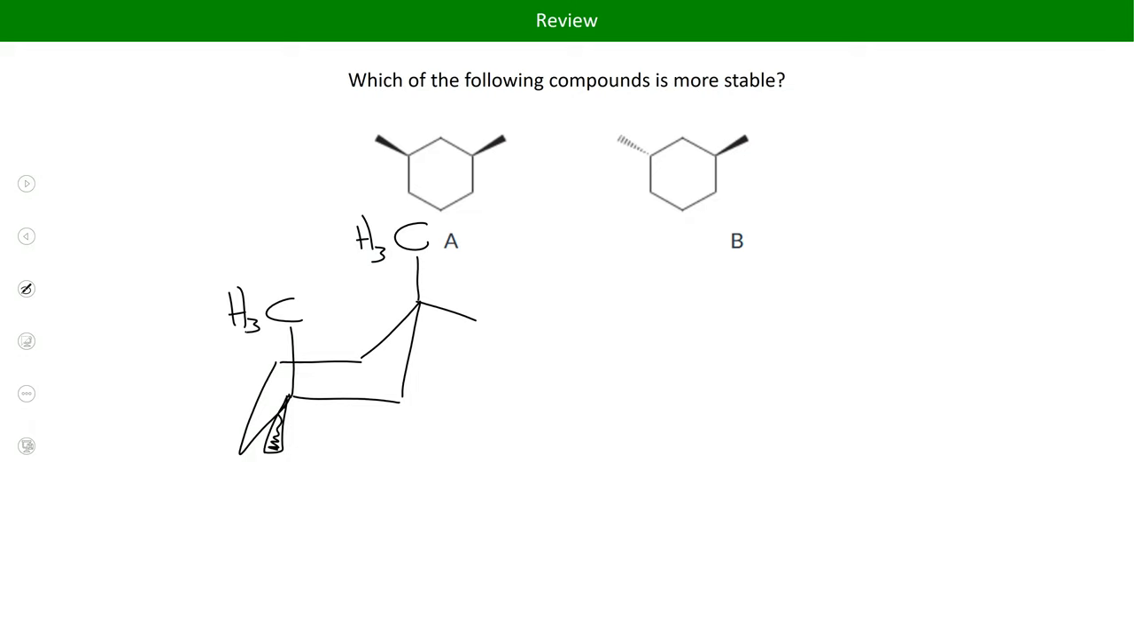Versus this one for the trans, if we put one of our methyl groups straight up and down, let's draw the same general. That means our second methyl on carbon three is going to wind up being equatorial. So for B, no matter what we do, we're going to wind up with one axial, one equatorial. And for A, we can have both axial or both equatorial. The way it's drawn is not the most stable conformer, but it means that this is the more stable isomer.